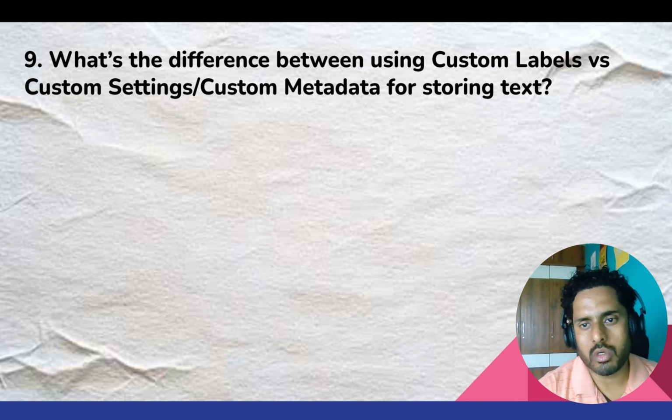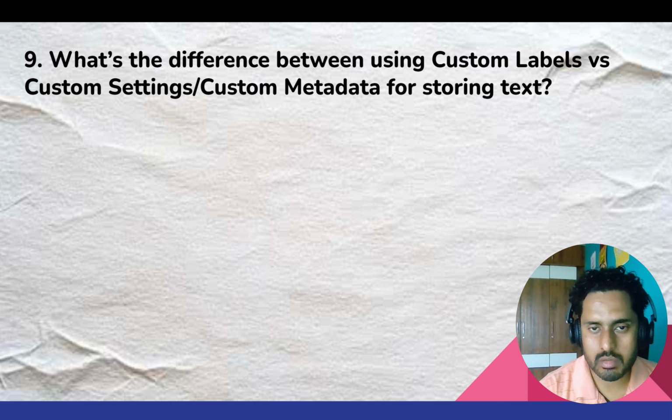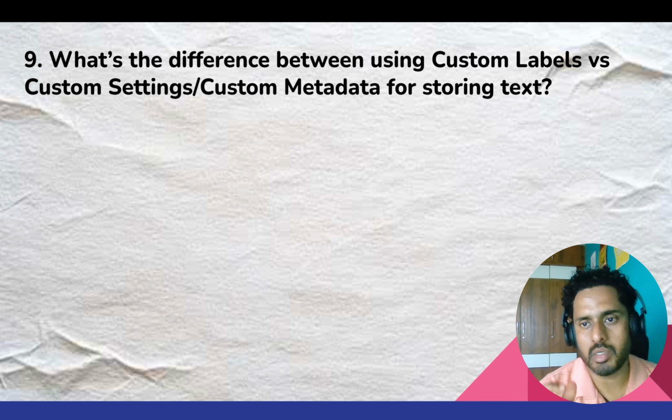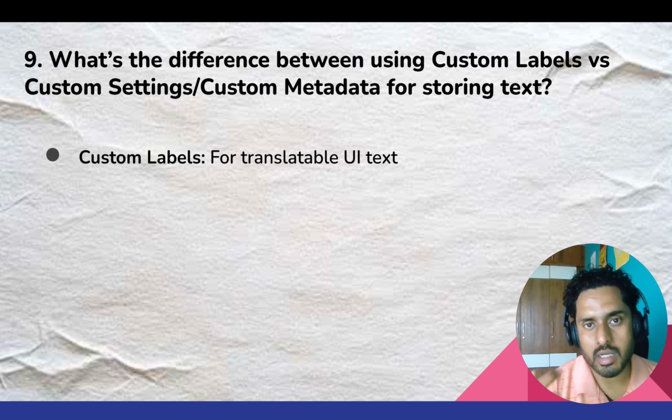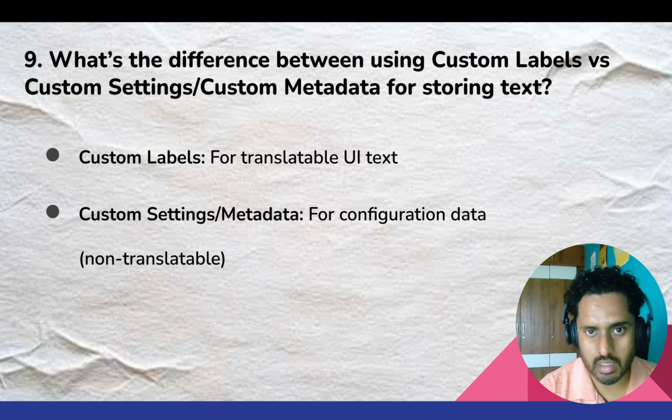Moving on to the next one, what's the difference between using custom label versus custom setting or custom metadata for storing text? This question is specifically focusing on storing text. Even custom metadata can store text and custom setting also can store text. But what is the difference between custom label and the other two? One of the main differences is custom labels are translatable UI text. That means they can be translated into different languages, whereas custom metadata or custom setting cannot be translated.